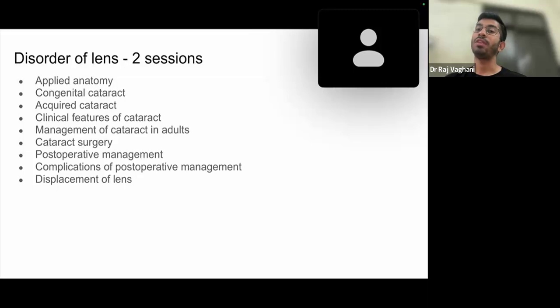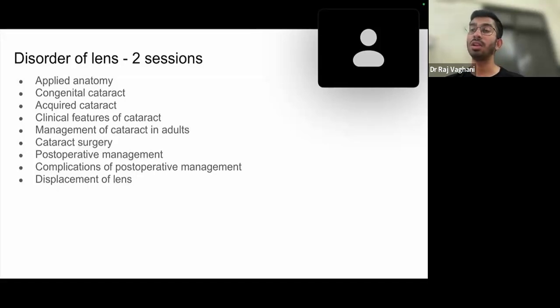Whenever you visit the hospital in the department of ophthalmology, you will see 80% of patients will be of cataract. The rest 20% will be of some other diseases. So cataract is that much common in India. So how do we manage this condition? What is the option of cataract surgery? And how do you perform cataract surgery?